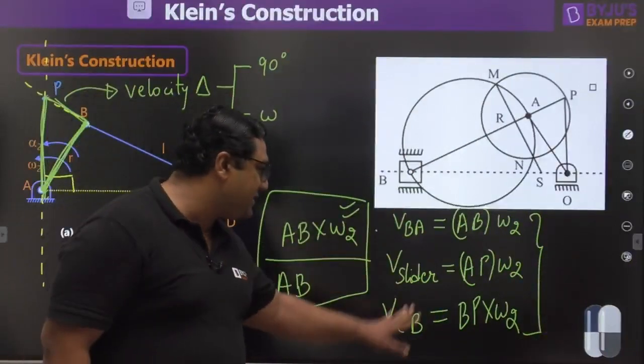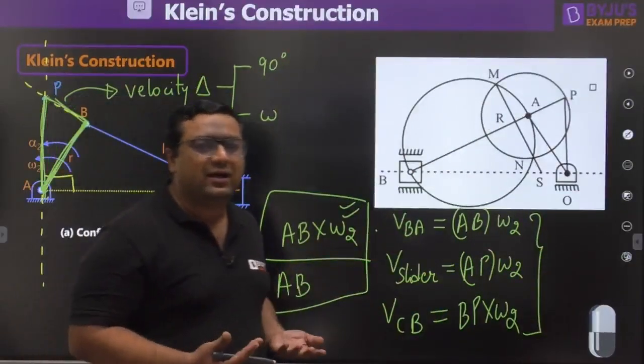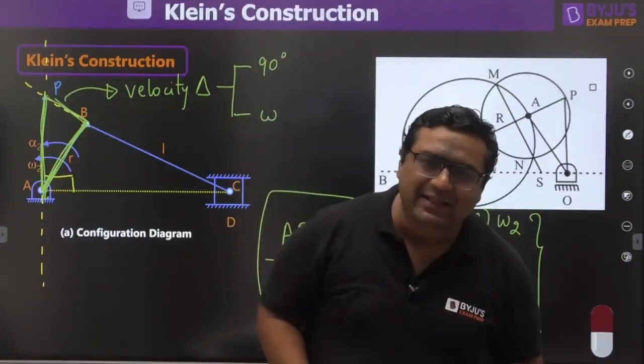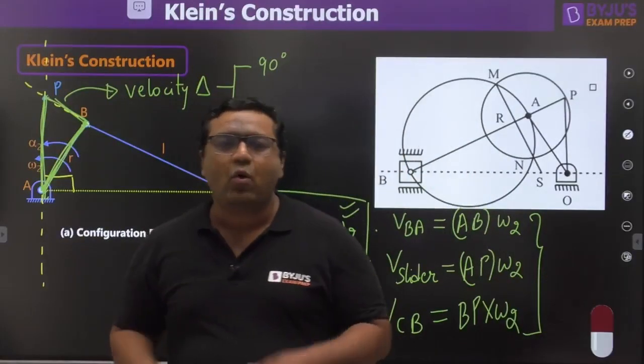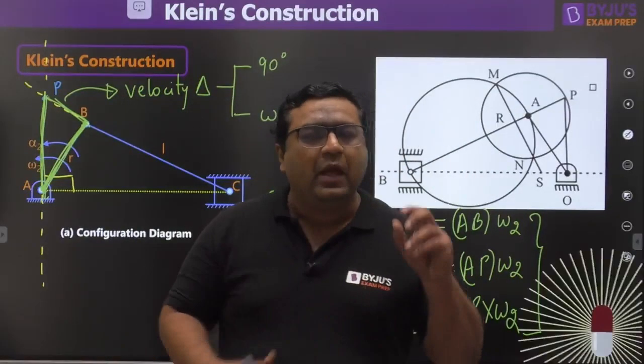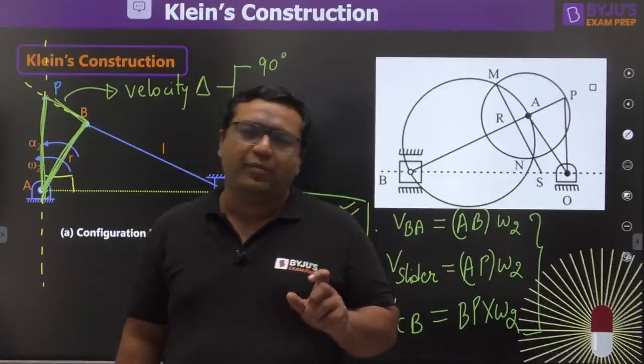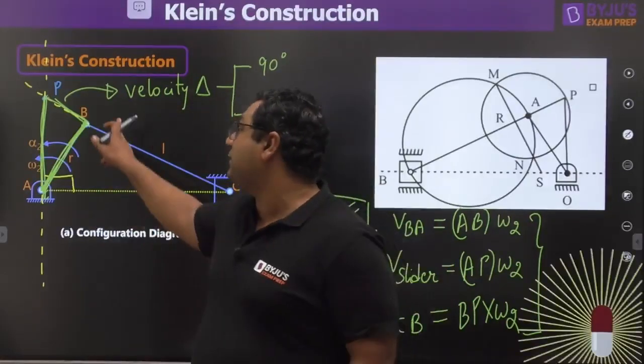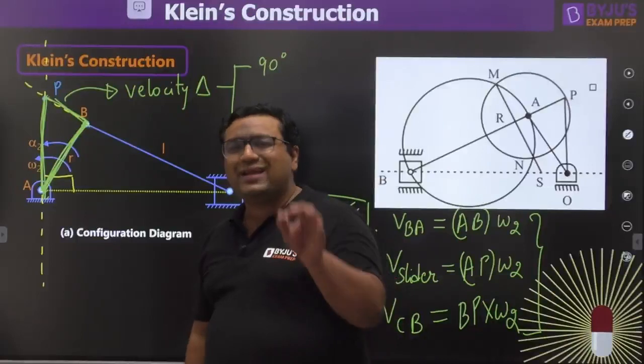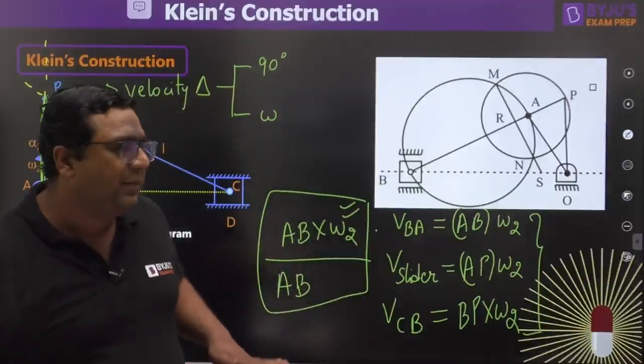So this is something which is said by Klein, that you can get the same diagram with an orientation of 90 degree and with a scaling factor of omega 2. Scaling factor means you need to multiply all the sides with the omega 2. This is the velocity diagram, my dear.